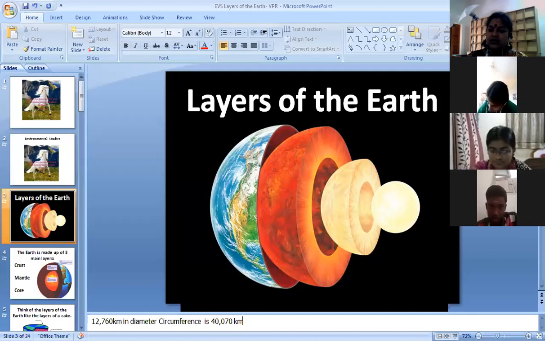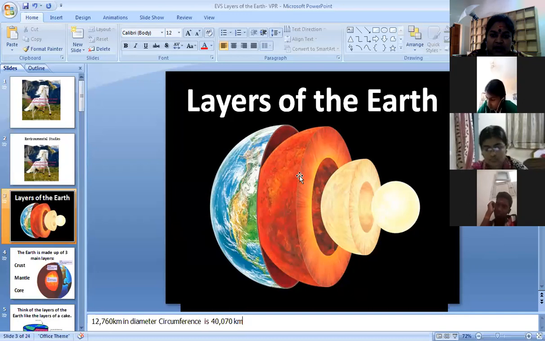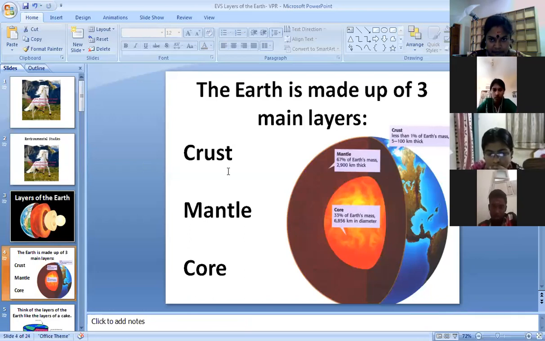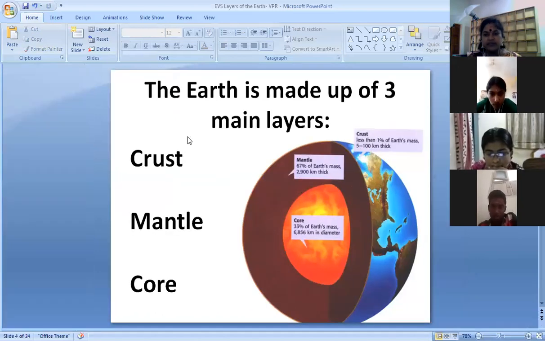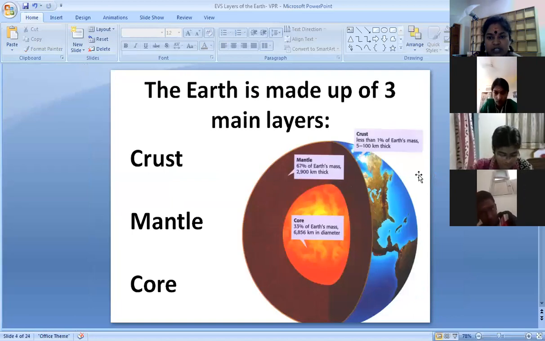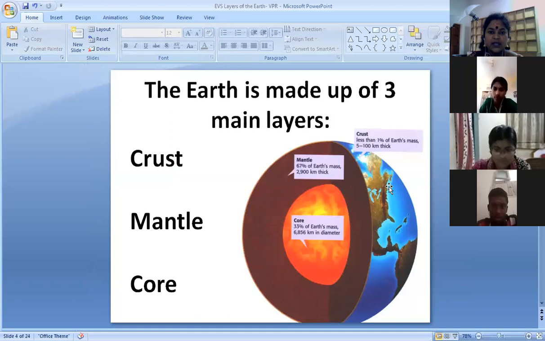Then, okay, now we could see the layers of the earth. Look at the picture. See how it has been split into 3 types. Okay, I will explain to you. Look at the next slide. See, the earth is made up of 3 layers. The outer layer, this outer part, is called crust. The middle layer of the earth is called mantle. And the inner layer, of course, inner part of the earth is called core.